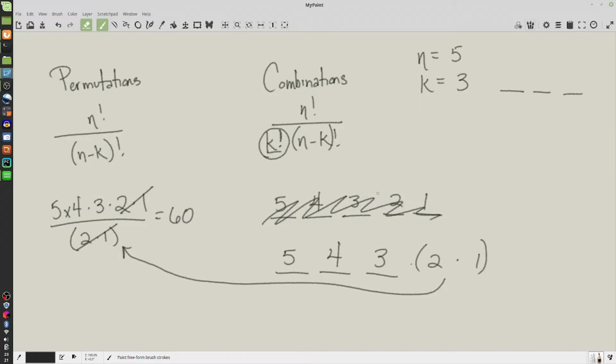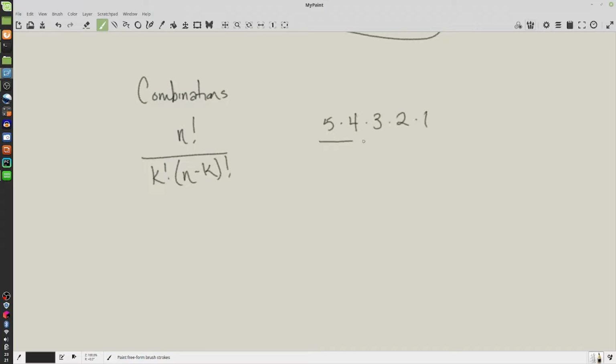If I fill out my formula here, for combinations I have n factorial over k factorial times n minus k factorial. So if we write this out, we have 5 times 4 times 3 times 2 times 1, and then our n minus k factorial, which is 2 times 1. And over here, k factorial, k was equal to 3, so we do 3 times 2 times 1.